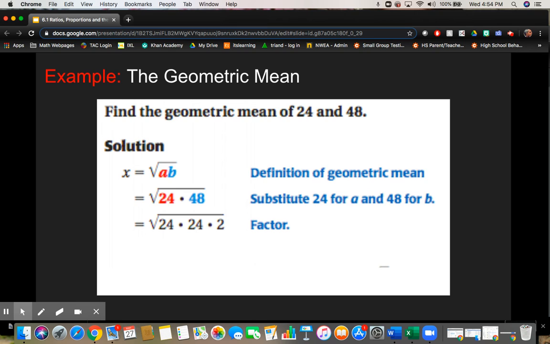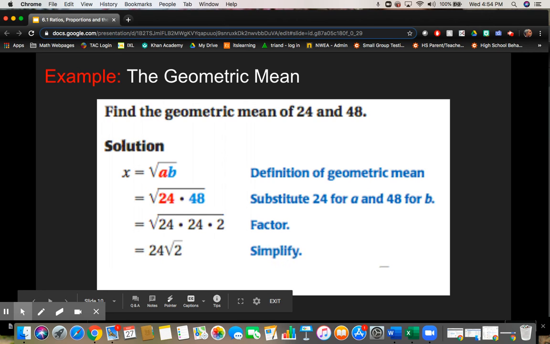So 24 times 48 could actually be written as 24 times 24 times 2. And the square root of 24 times 24, that's just 24. It's okay if you've forgotten how to simplify square roots like this, because really you can just find a decimal. So the geometric mean of 24 and 48 is 24 times the square root of 2, or you can just give the answer as 33.9.